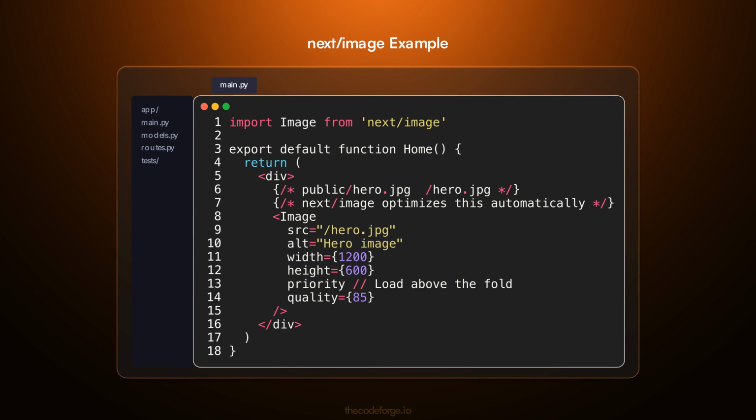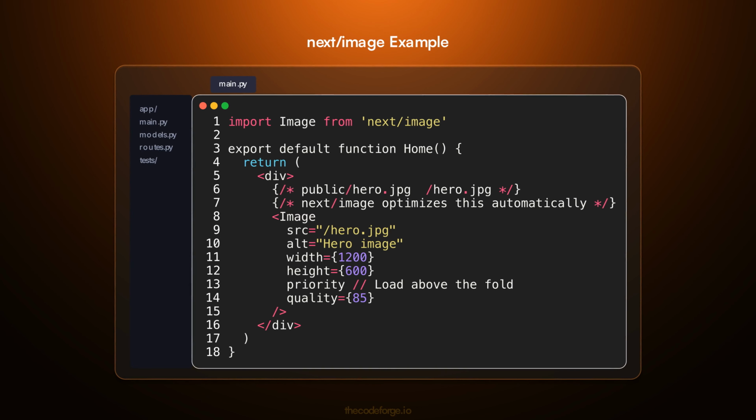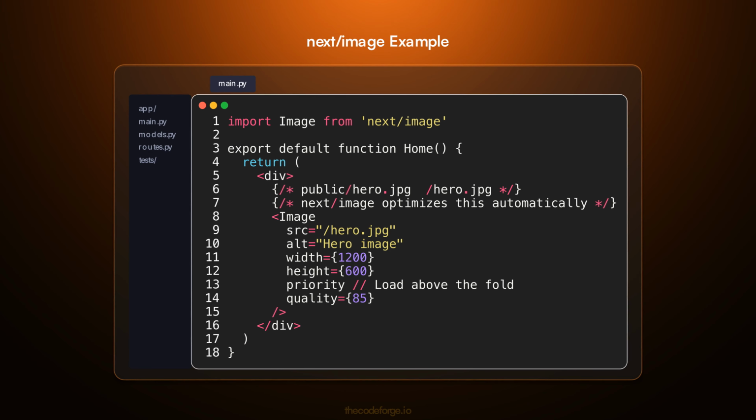Use next/image to serve images from public. It generates multiple sizes, serves WebP and AVIF, and lazy loads by default. The priority prop loads the image above the fold.